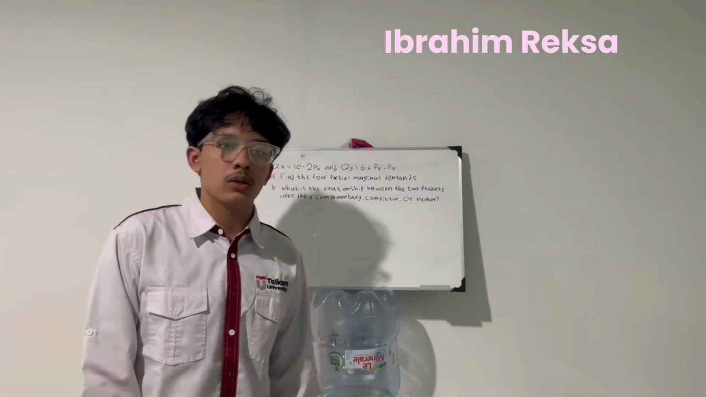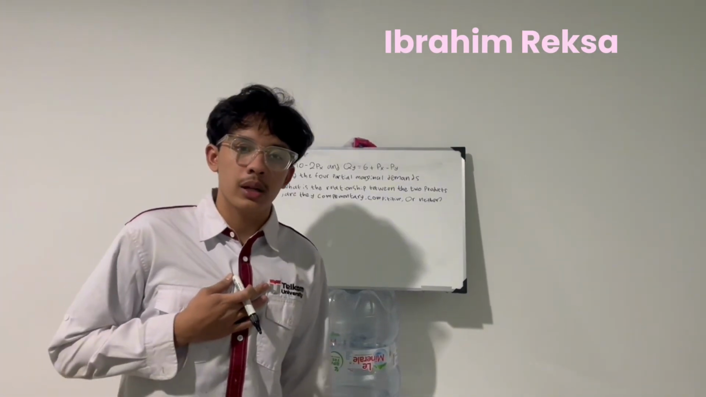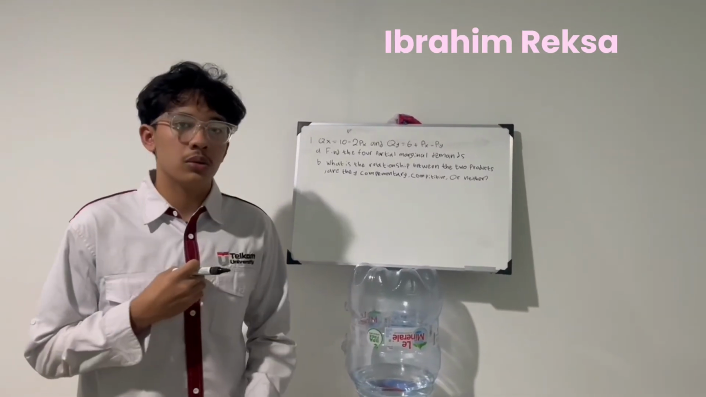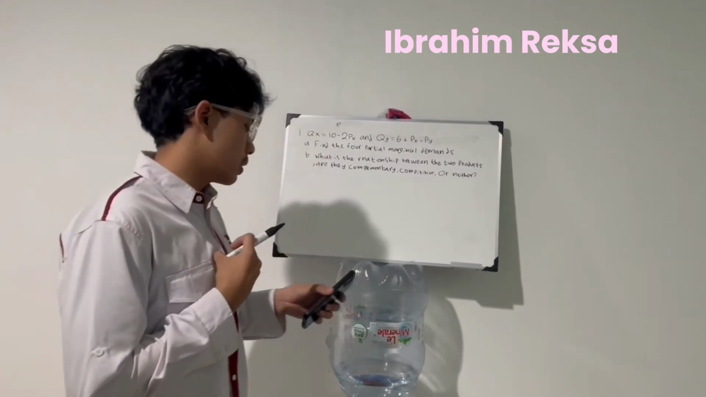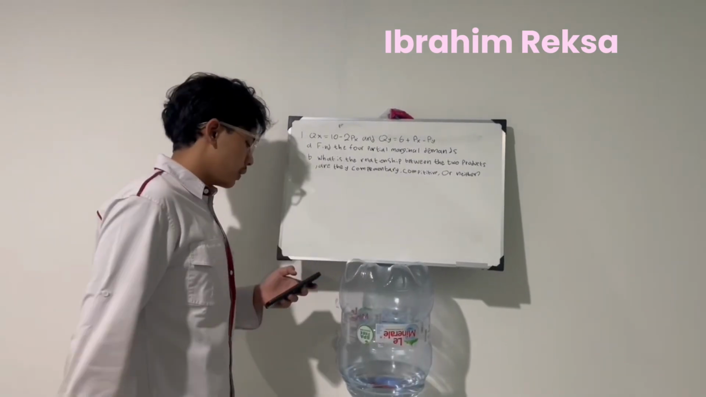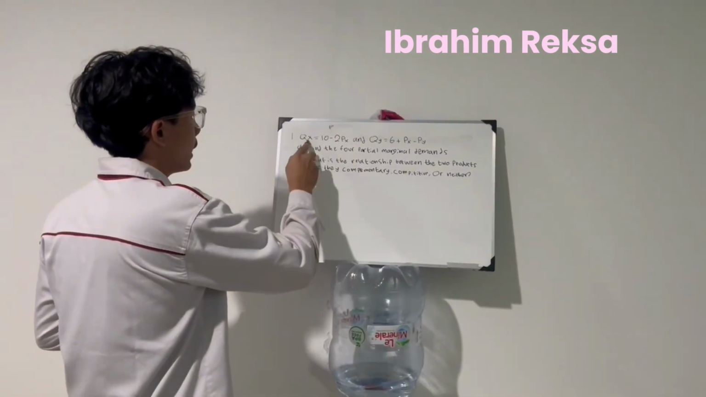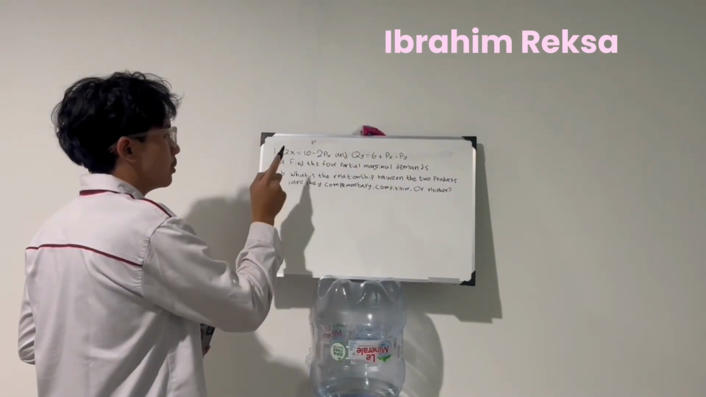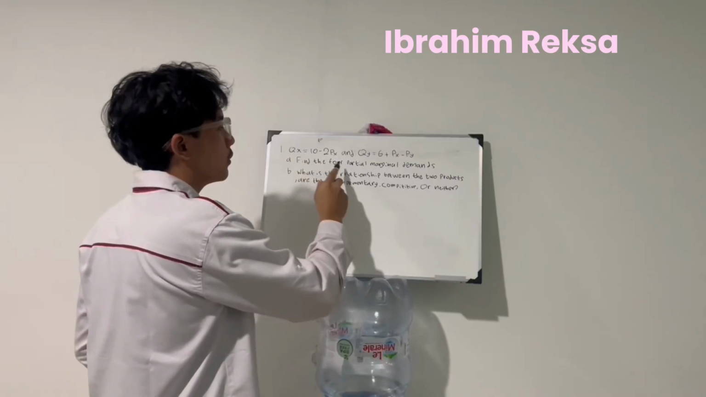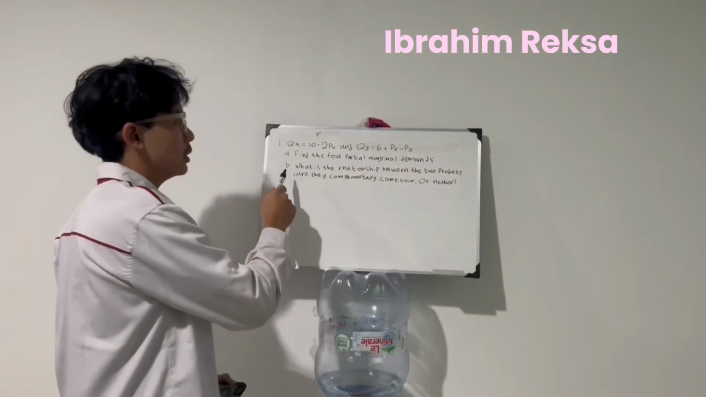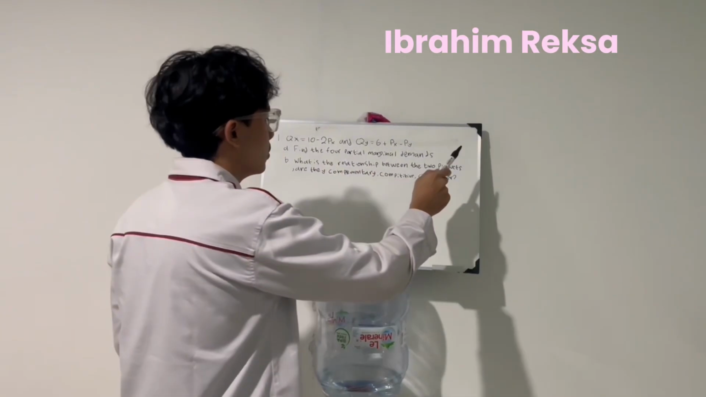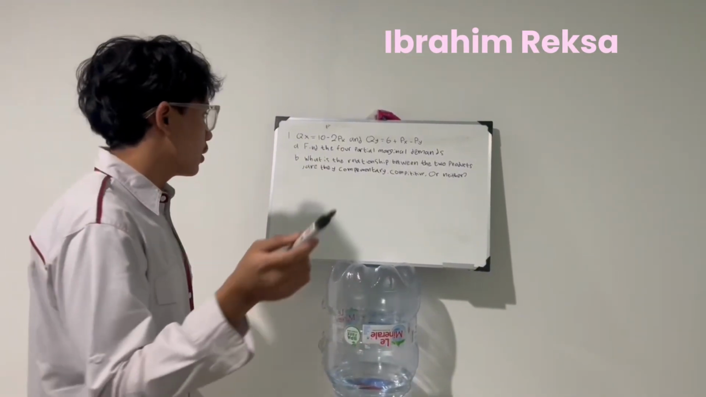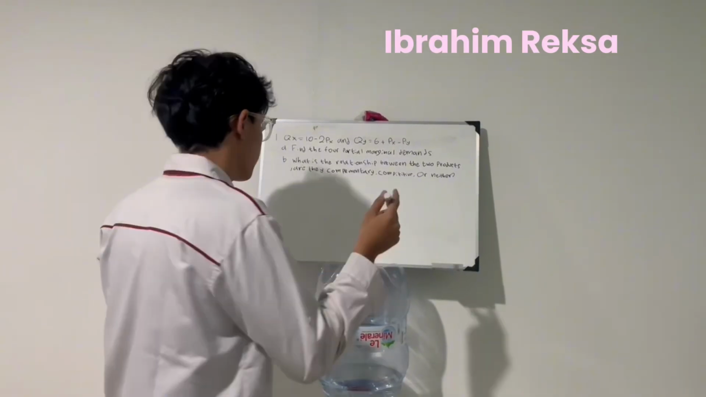Assalamualaikum warahmatullahi wabarakatuh. My name is Ibrahim Reksa Wicaksana from MB-48-11. So today we're going to answer the question of this. Given the demand function for product X and product Y, we have to answer questions A and B. Question A is to find the four partial marginal demands. Question B is what is the relationship between the two products? Are they complementary, competitive, or neither? So we're going to answer A first.